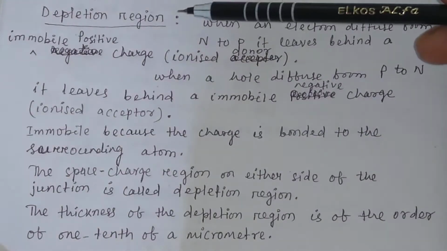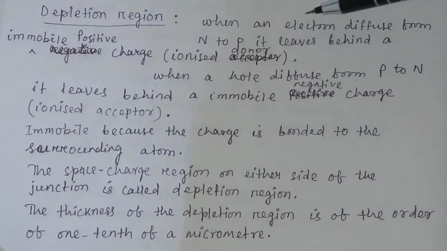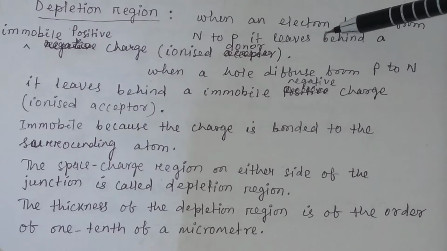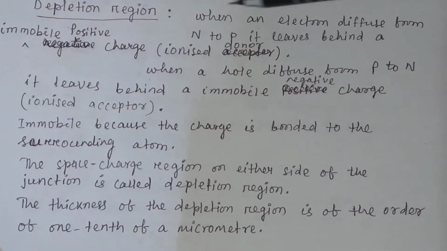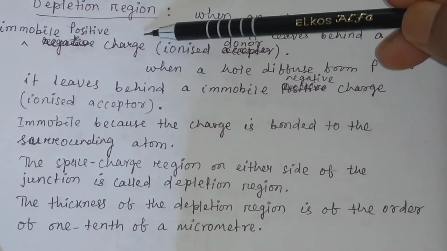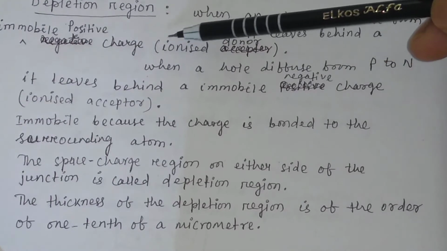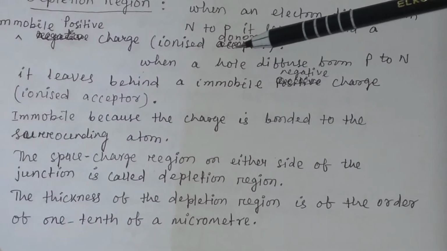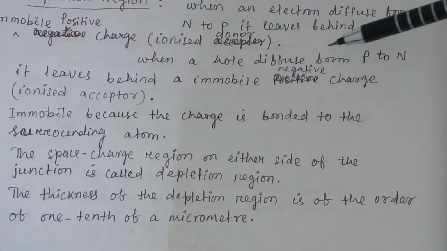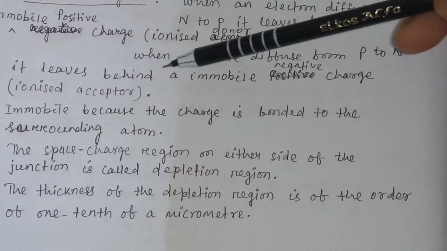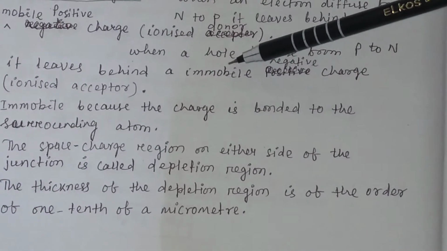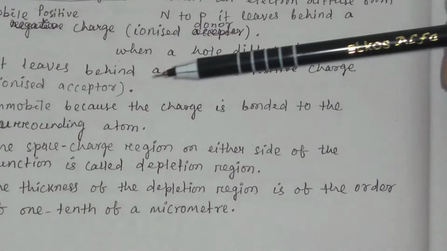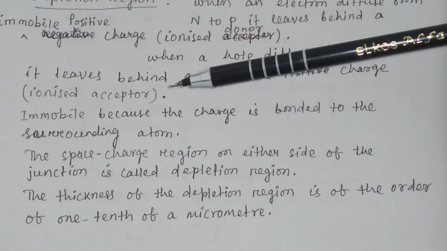Then let us know what is the depletion region. When an electron diffuses from N side to P side, it leaves behind an immobile positive charge, that is called the ionized donor. Similarly, when a hole diffuses from P side to N side, it leaves behind an immobile negative charge, which means an ionized acceptor.